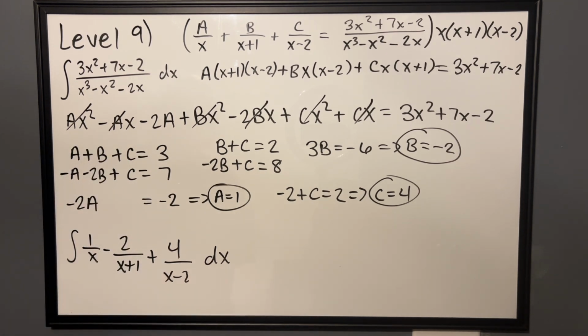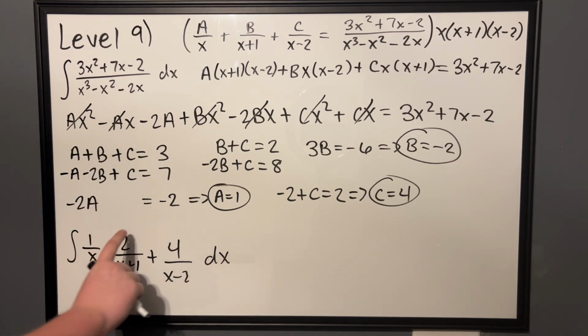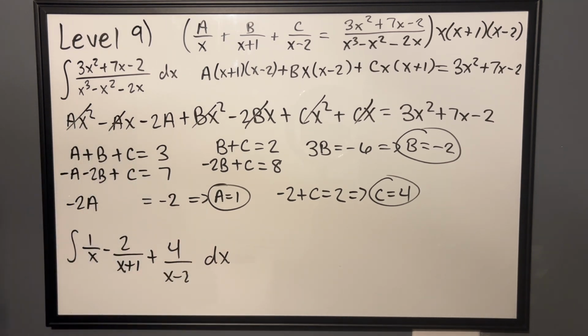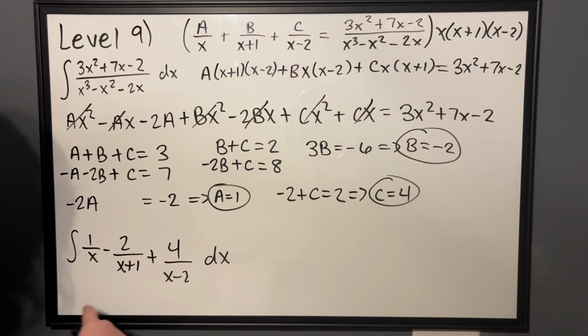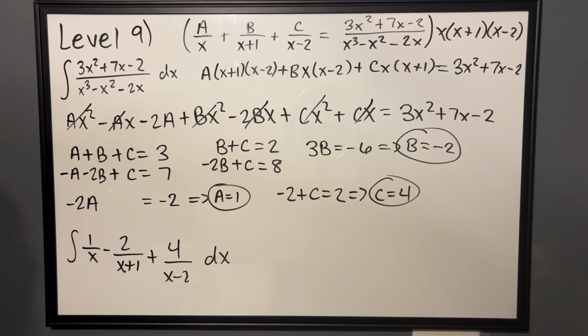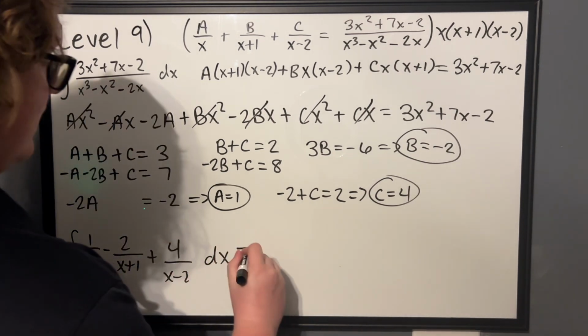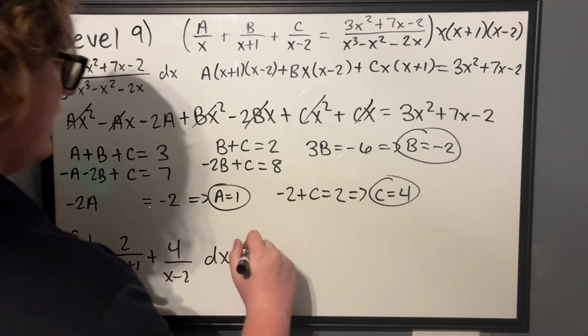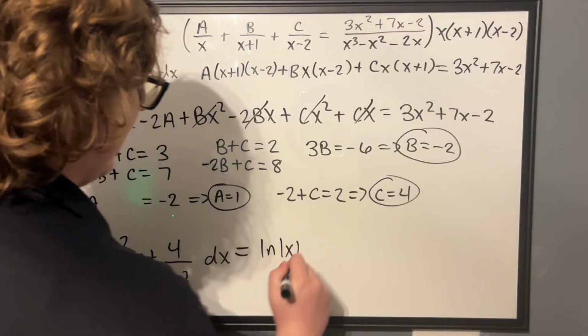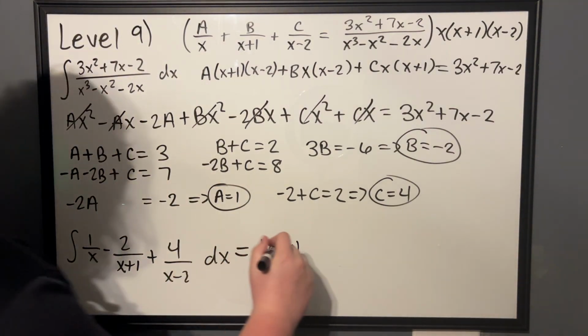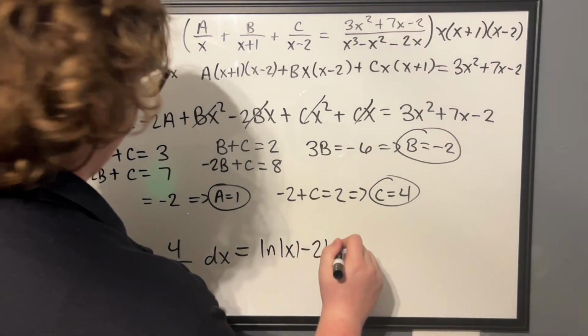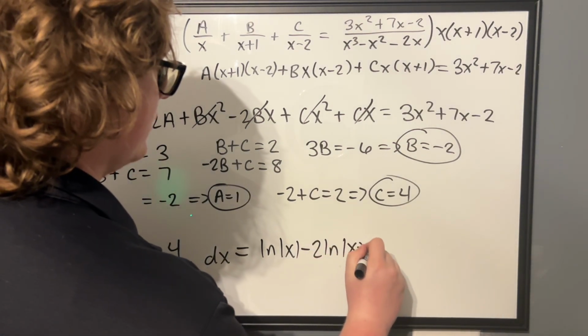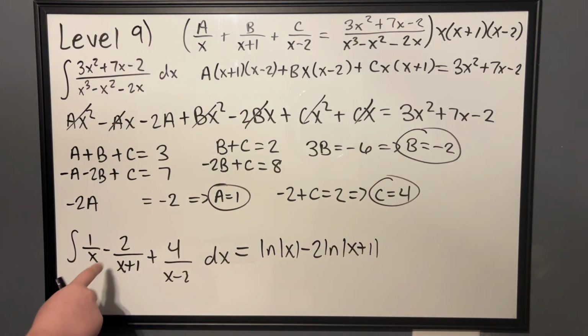So because of that, for these ones, we would kind of need to do a u substitution technically, but because the derivative of what we would choose to be u is 1, we don't really need to do it because it wouldn't change the outcome at all. So we're just going to integrate this directly. So the integral of 1 over x is the natural log of the absolute value of x minus 2 times the natural log of the absolute value of x plus 1, right?